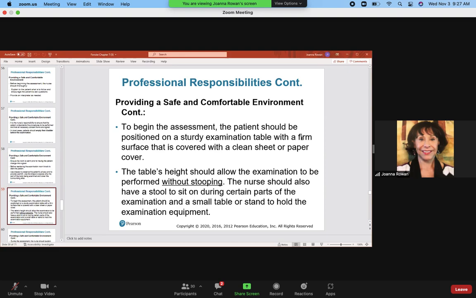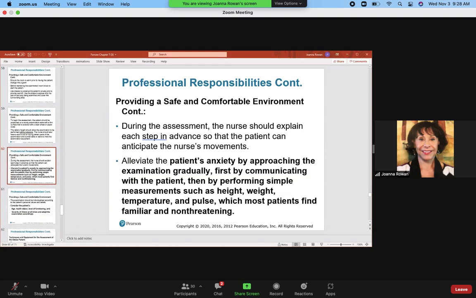To begin the assessment, the patient should be positioned on a sturdy examination table, but this is if you are in the doctor's office. The table's height should allow the examination to be performed without stooping, so you shouldn't be bending down. The nurse should also have a stool to sit on during certain parts of the examination and a small table or a stand to hold the examination equipment.